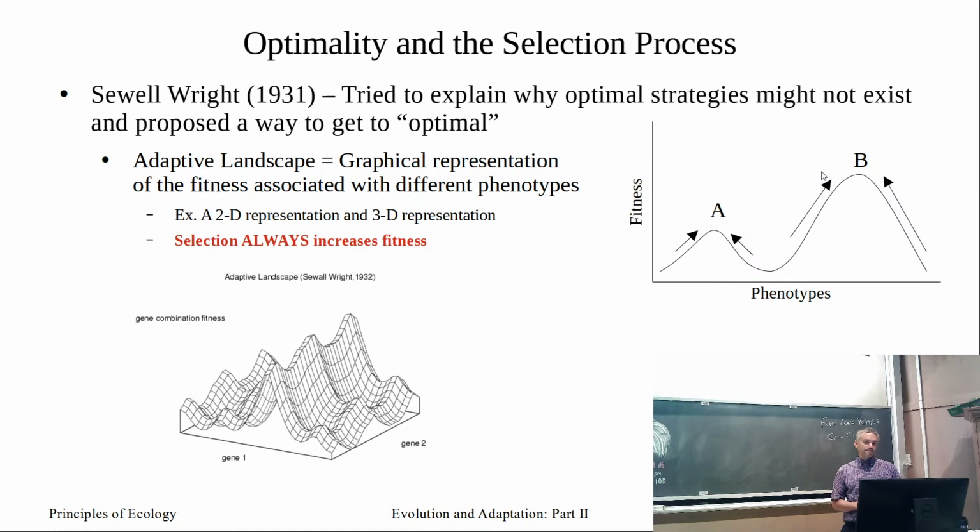If we start over here, same idea. Selection is going to cause a shift, always pushing us up to that fitness peak. If we're here, selection is always going to cause us to go up to increase our fitness, and we'll end up here. And the same applies on a three-dimensional landscape. Sewell Wright was asking this question: if we're at A, how do we get to B? How do we get to that peak? Could selection do it? Why not?